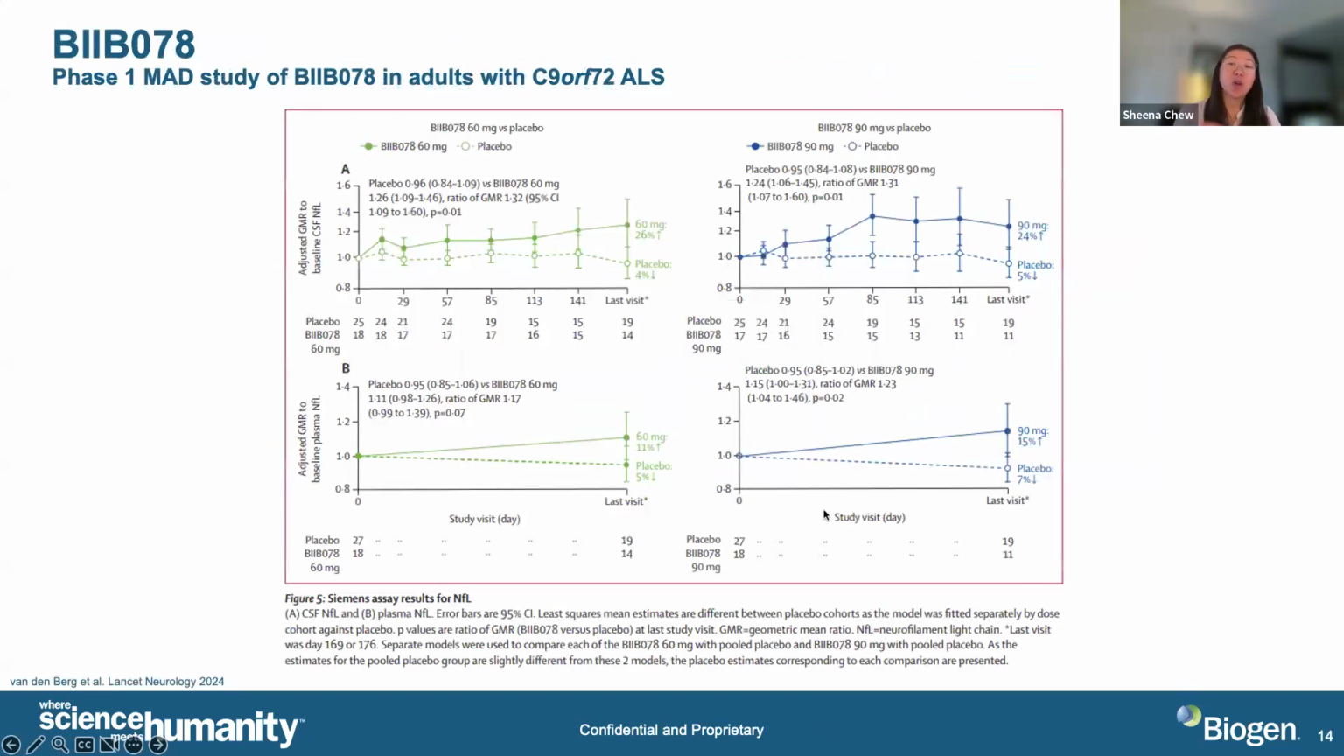So we took our learnings from tofersen in the SOD1 ALS program to other forms of ALS, including C9 ALS, as well as the broad ALS population. So the BIP78 program was an antisense oligonucleotide against the C9 sense repeat. And in contrast to tofersen, treatment with BIP78 did not reduce neurofilament compared to placebo. So the BIP78 arm, 60 milligrams is in green and the placebo is in the dotted line. The 90 milligrams is in the blue solid line, placebo in the dotted line. In fact, there was some trending toward increases in neurofilament in the treated arm compared to placebo.